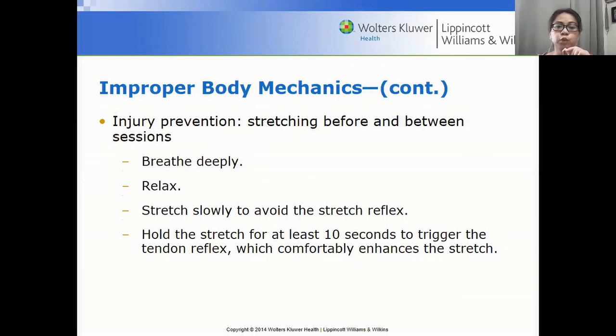So in order for you to prevent this, you need to do stretching before and between sessions. That's why the warm up is very important in doing such exercises. And then, are you doing the breathing, inhalation, and exhalation properly? Are you relaxed whenever you're doing this certain movement or motion? Stretch slowly to avoid the stretch reflex, and hold the stretch for at least 10 seconds to trigger the tendon reflex, which comfortably enhances the stretch.